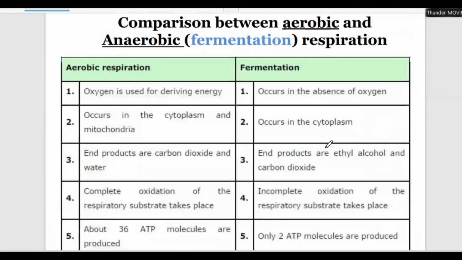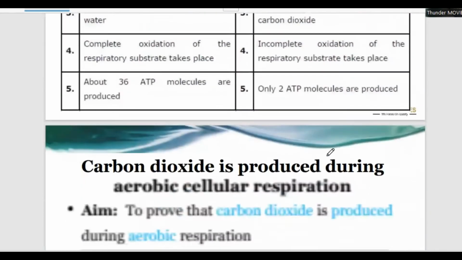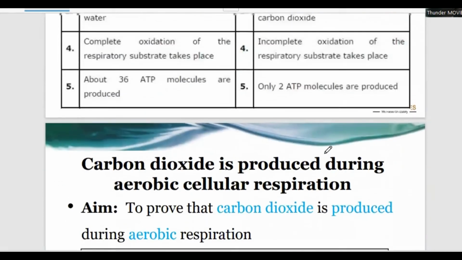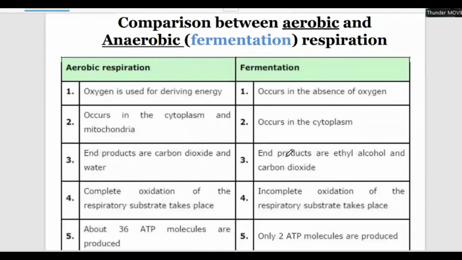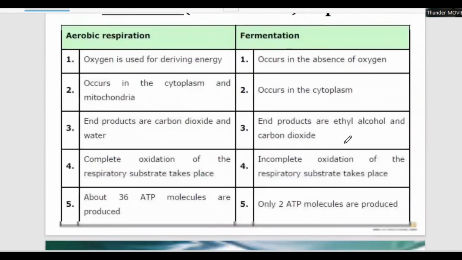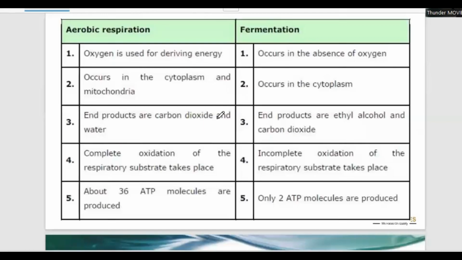So lastly is the comparing between aerobic respiration and anaerobic respiration. Aerobic respiration, we use oxygen. Anaerobic respiration, there is no oxygen used. Aerobic respiration occurs in the cytoplasm and the mitochondria. Anaerobic respiration, only cytoplasm. The end products of aerobic are carbon dioxide and water. Here, anaerobic respiration gives alcohol and carbon dioxide.